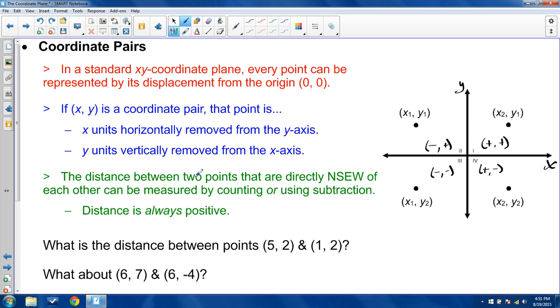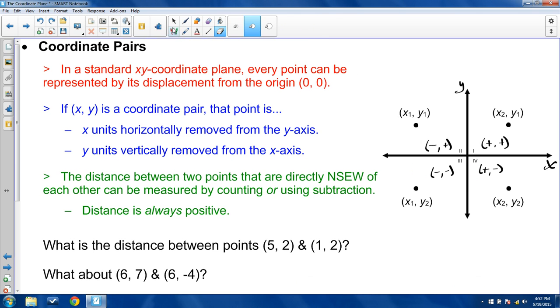If I want to find the distance between any of these 2 points, because these are directly north, south, east and west of each other, like x1, y1 is directly north of x1, y2, I can either count how high up it is if I had increments such as these guys right here. If there was actually a way to count, I could. Or if they were too far away, or if I wanted to try maybe a simpler way, I could use subtraction. Meaning to find the distance between these two, it would be y1 minus y2. Or better yet, the absolute value of them, because distance is always positive.